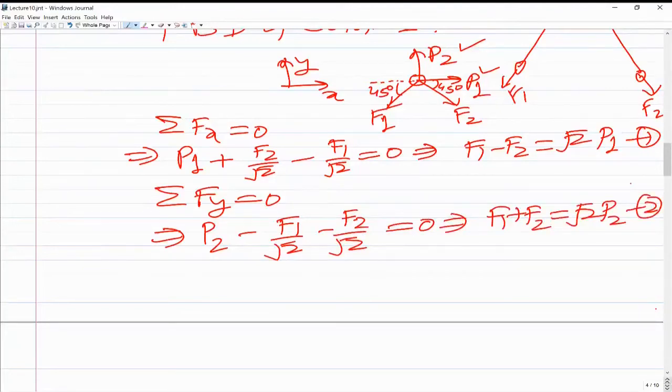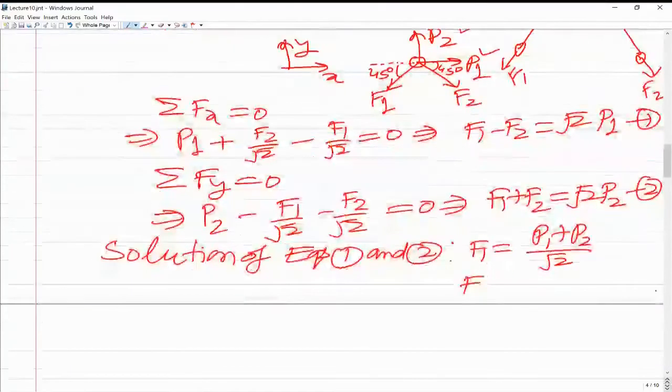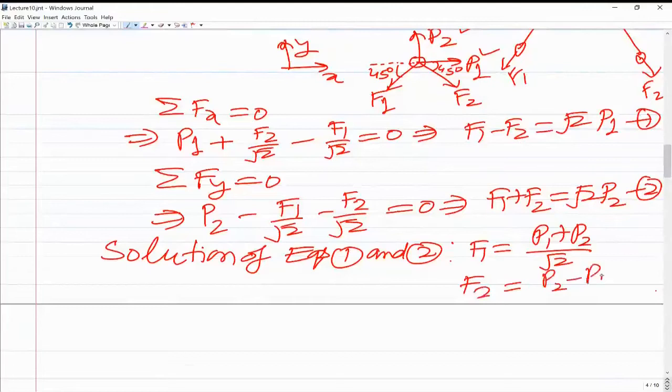So now if you solve equations 1 and 2, it is straightforward. If you add, you get F1, so you will find that F1 will come out as P1 plus P2 upon root 2, and you will see that F2 will be P2 minus P1 upon root 2. So F2 is P2 minus P1 upon root 2. So now these are the forces.